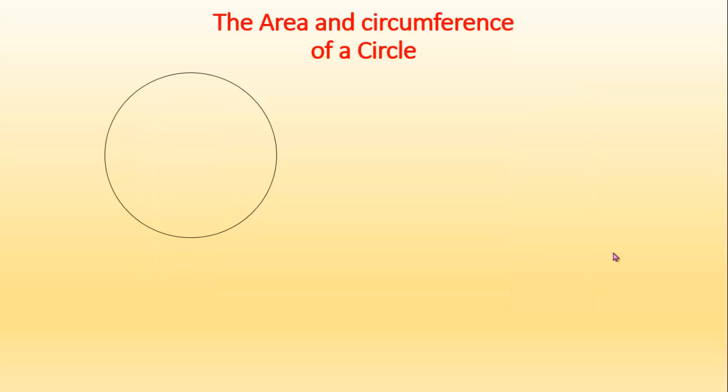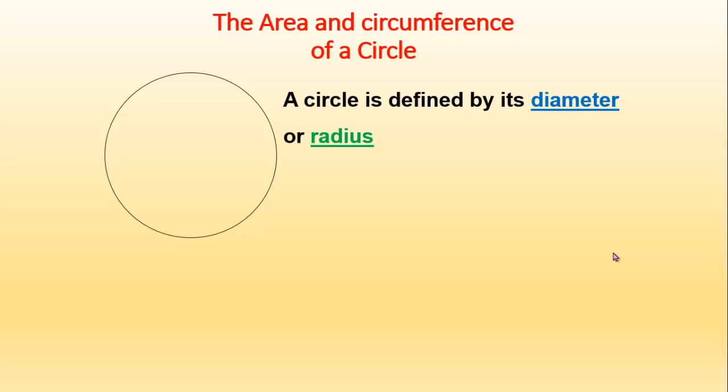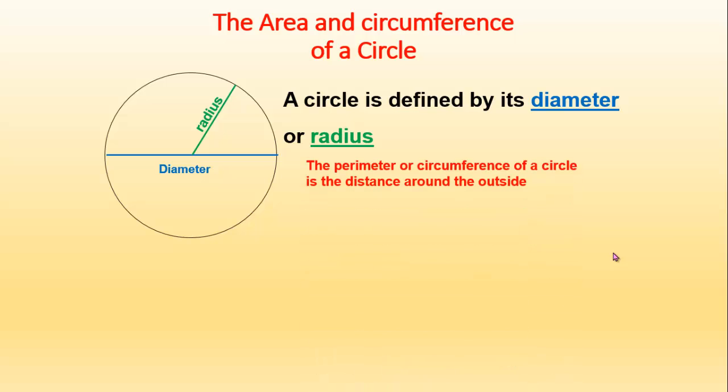Now, let's go and take a new part in the circle. We know that a circle is defined by its diameter or radius. This means that I must have the diameter or the radius to be able to calculate the area of the circle or the circumference of a circle. We said that the perimeter of a circle, or the circumference of a circle, is the distance around the outside, which is the red curve here.